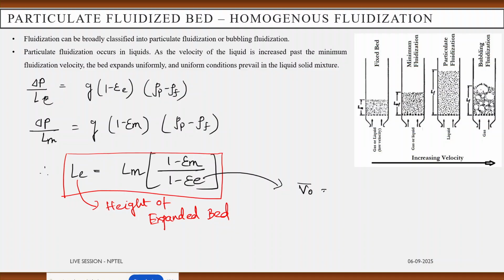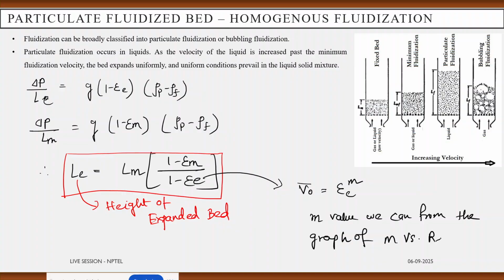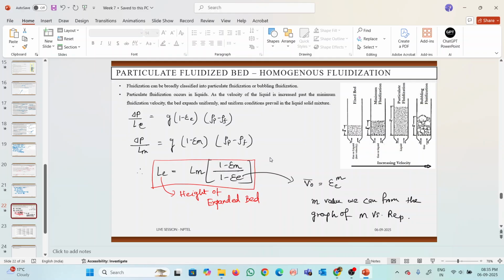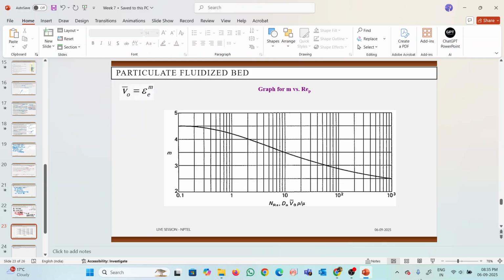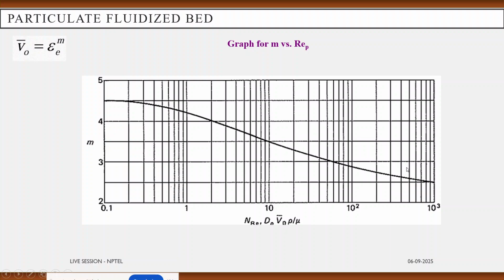This empirical equation is this, where this m value we can get from the graph of m versus Reynolds number. So this one is the graph for m versus Reynolds number.